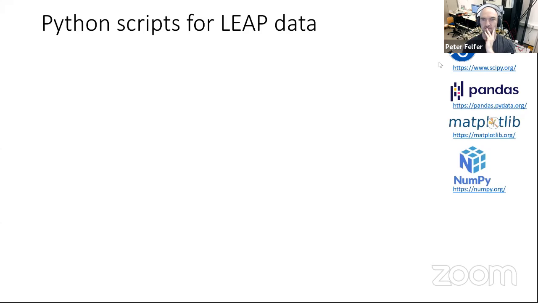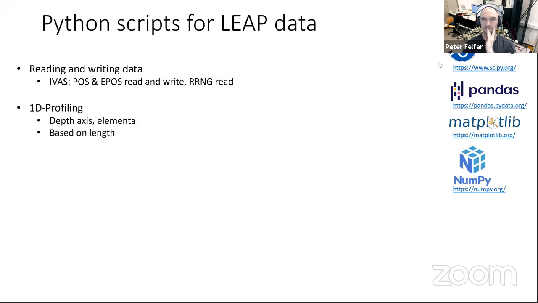So far, I've written scripts that read and write POS and EPOS files and read the range files from IVAS. I can do 1D profiling along only one axis right now, basically only along the z-axis and only for elements, and only based on lengths, but changing this would be relatively straightforward. I can do lattice generation, right now simple cubic and diamond lattices, but again, changing this is not too difficult.